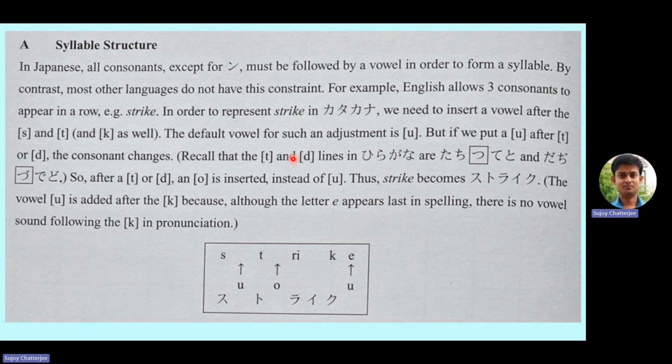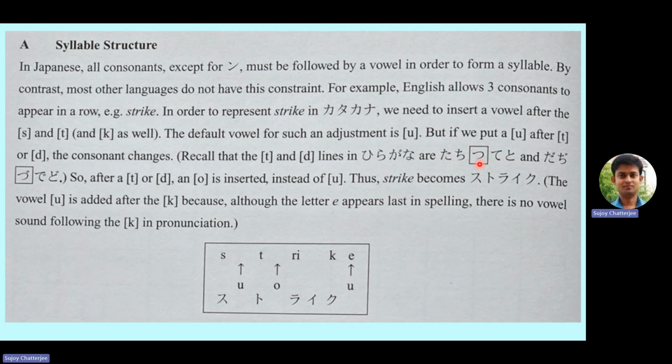But the thing is, if we put a U after T or D, the consonant itself changes in Japanese. For example, if you recall the T and D lines in hiragana, ta, chi, tsu, te, to. Da, ji, zu, de, do. So these are the two lines. So now, as you can see here, it has been blocked, the tsu sound. So it's no longer tu. It's not ta, ti, tu, te, to. It's ta, chi, tsu, te, to.